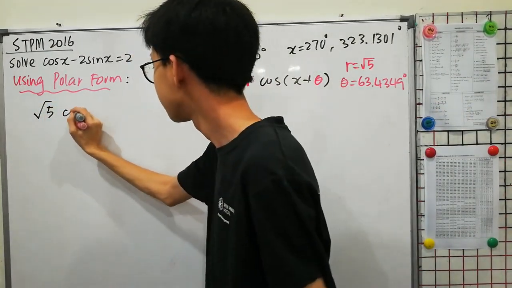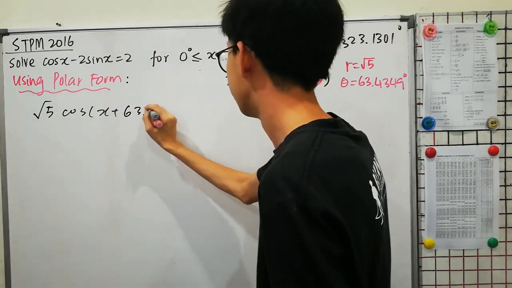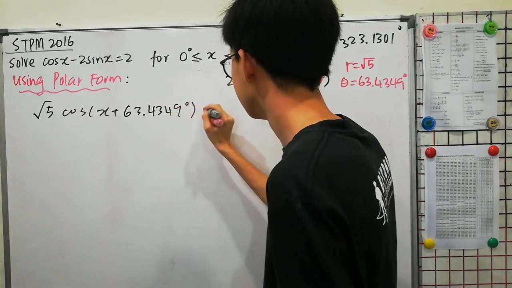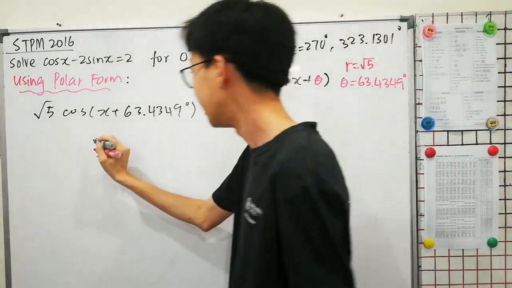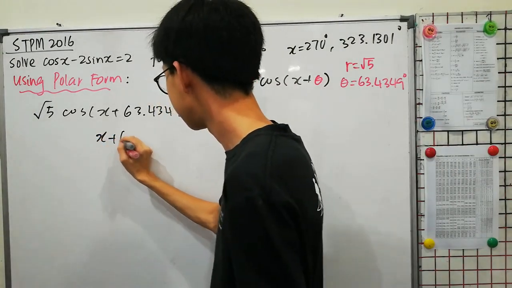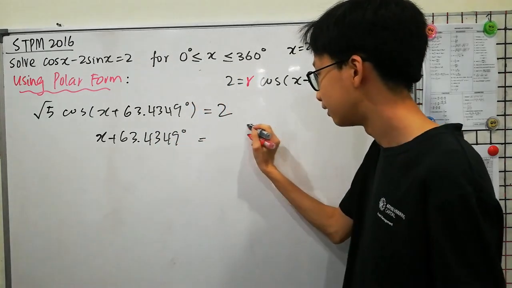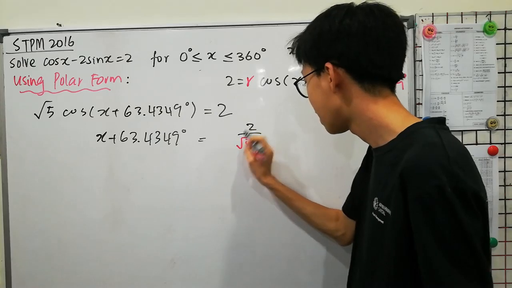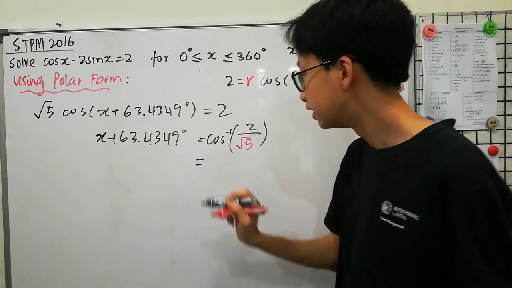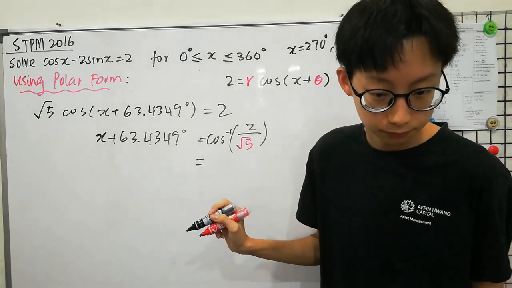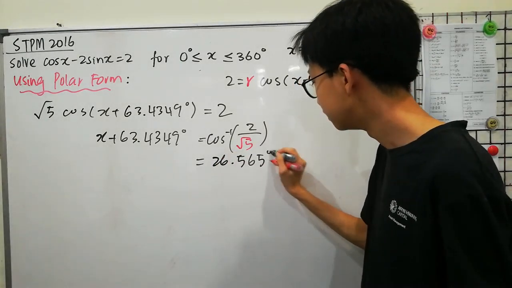Then cos of x plus 63.4349 degrees equals 2 over square root of 5. I think you can solve it already, right? Okay, so x plus 63.4349 degrees will be 2 divided by square root of 5. Then you take the arccos of it, which will be approximately 26.565 degrees.